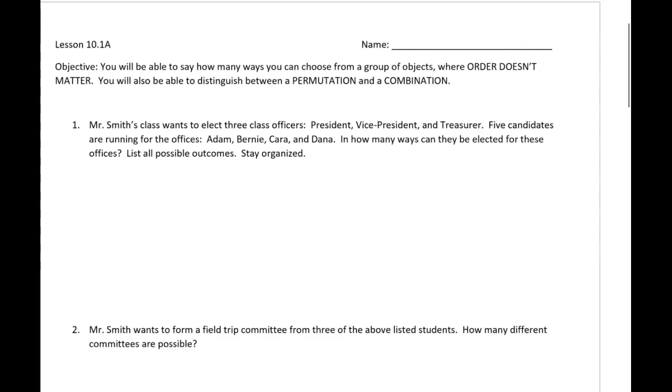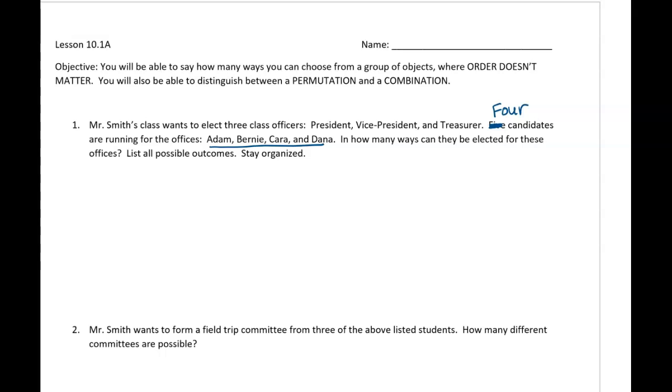So we have Mr. Smith's class, and they want to elect 3 class officers: president, vice president, and treasurer. We're not going to make it 5 candidates. It's 4 candidates are running for the offices: Adam, Bernie, Kara, and Dana. And how many ways can they be elected for these offices, and list all possible outcomes and stay organized.